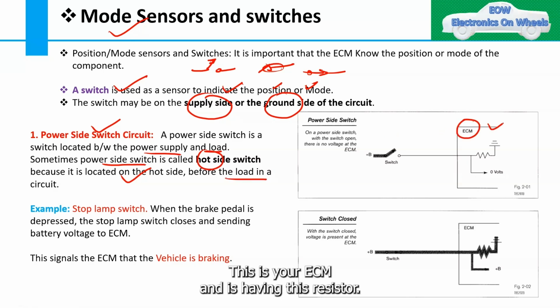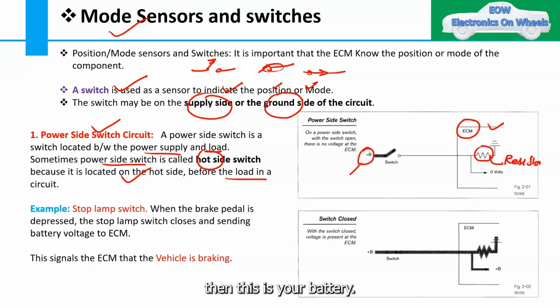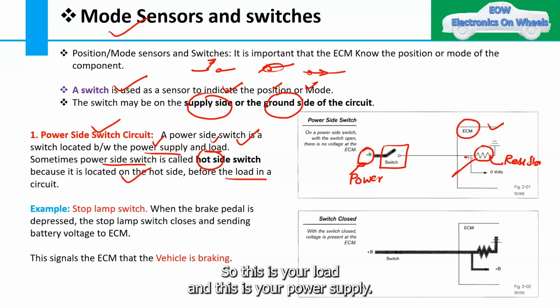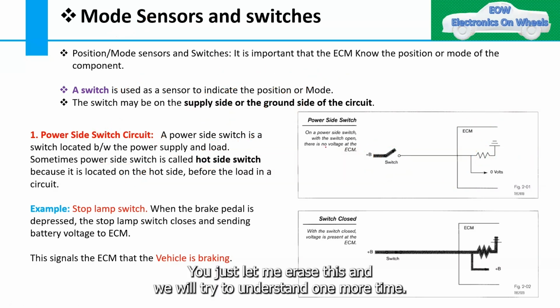This is your ECM and it is having this resistor. Then this is your battery, that is our power supply. Then this is our switch, right? So what does a power side switch circuit mean? That a switch is located between the power supply and the load. So this is your load and this is your power supply and the switch is located here. Let me erase this and we will try to understand one more time.